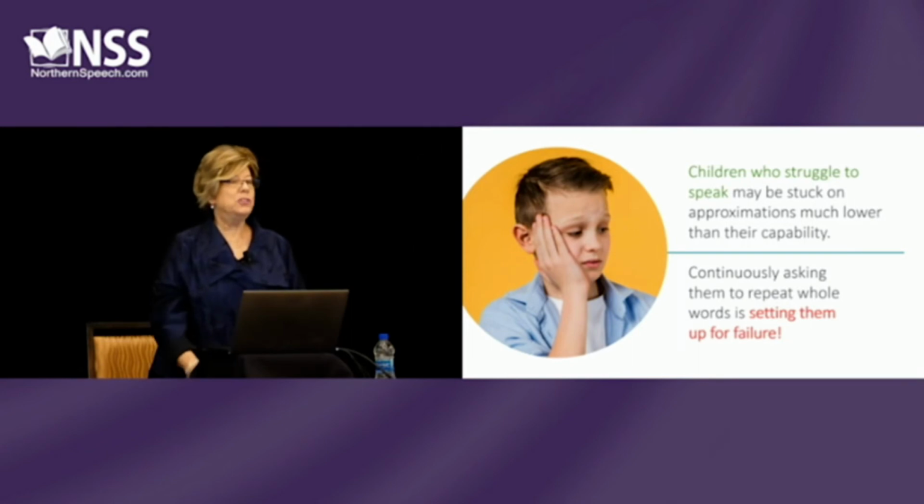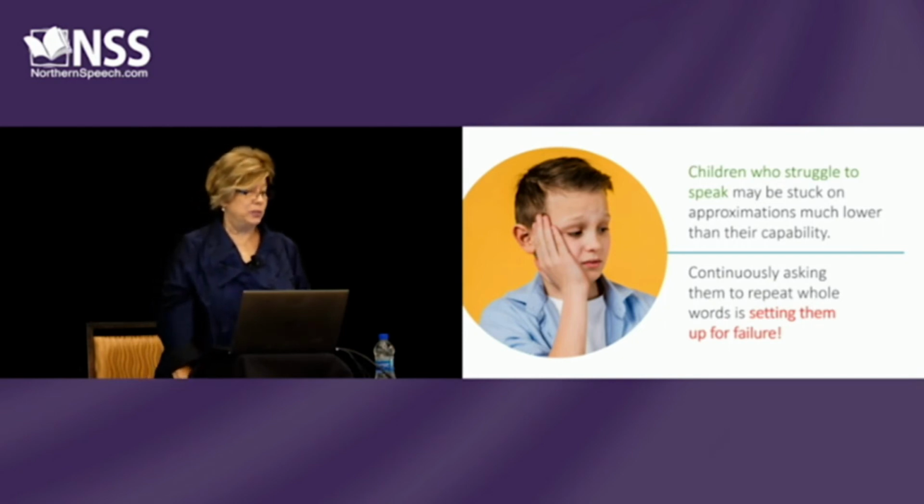But if we continuously ask children to produce full words and just think that by bombarding them with the full words that they're going to then learn them, it doesn't happen easily, especially with children with apraxia of speech. So asking them to produce full words is setting them up for failure. We need to figure out what is their highest approximation for the target words that we're working on, and then continuously move them to the full adult targets of words, especially words that are important to them.